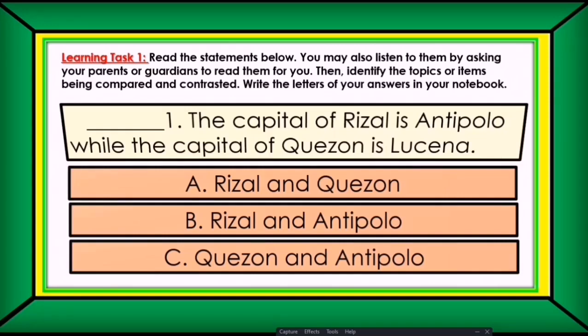Okay. Let's find out your answers now. What is your answer for this one? For identifying the topics or the places to be compared and contrasted, the correct answer is letter A, Rizal and Quezon.